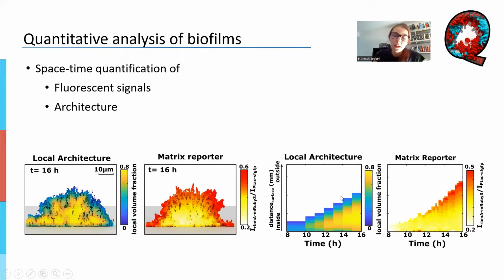I can look at architectural properties too. For example, the local volume fraction, telling me where in the biofilm my cells are particularly dense. And in this particular case, we found that the volume fraction is relatively high in the core of the biofilm at late time points.